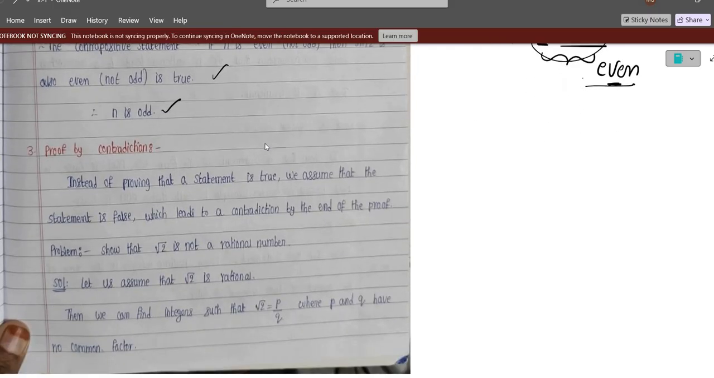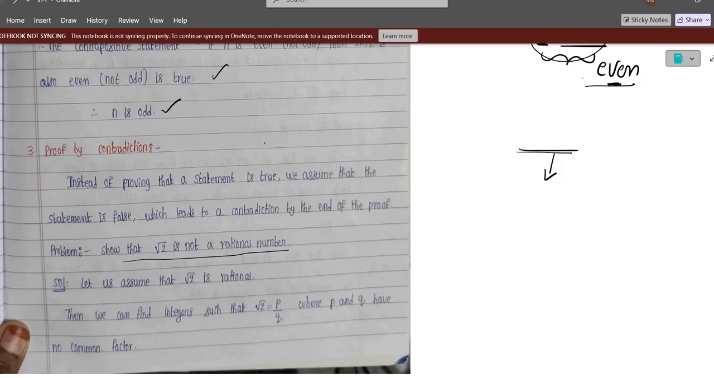Proof by contradiction method. Contradiction means we want to prove one statement, and we are going to prove this by the contradiction method. Instead of proving the statement is true, we assume that the statement is false, which leads to a contradiction by the end of the proof. This concept I am going to explain by taking one problem. Show that root 2 is not a rational number.